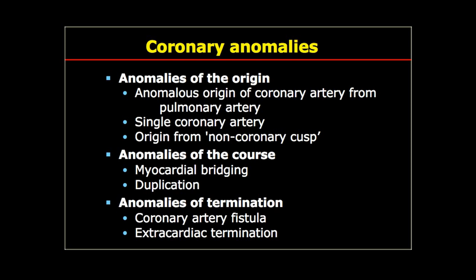They will compress the coronary arteries and cause ischemia. Another anomaly of the course is the duplication of coronary arteries. The anomalies of termination include coronary artery fistula, in which the coronary arteries are in continuation, maybe with one of the cardiac chambers, as we will see shortly, or with other branches. Extracardiac termination: the coronary artery in this case is terminating outside the heart.